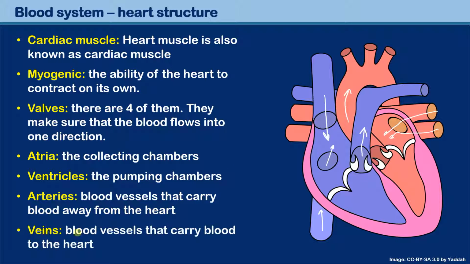You also have veins, and these veins carry blood to the heart. I already talked about some of these veins. That's a vein over here. That's the vena cava, the vena cava inferior and the vena cava superior. And these are the pulmonary veins. As you can see, they carry the blood to the heart.